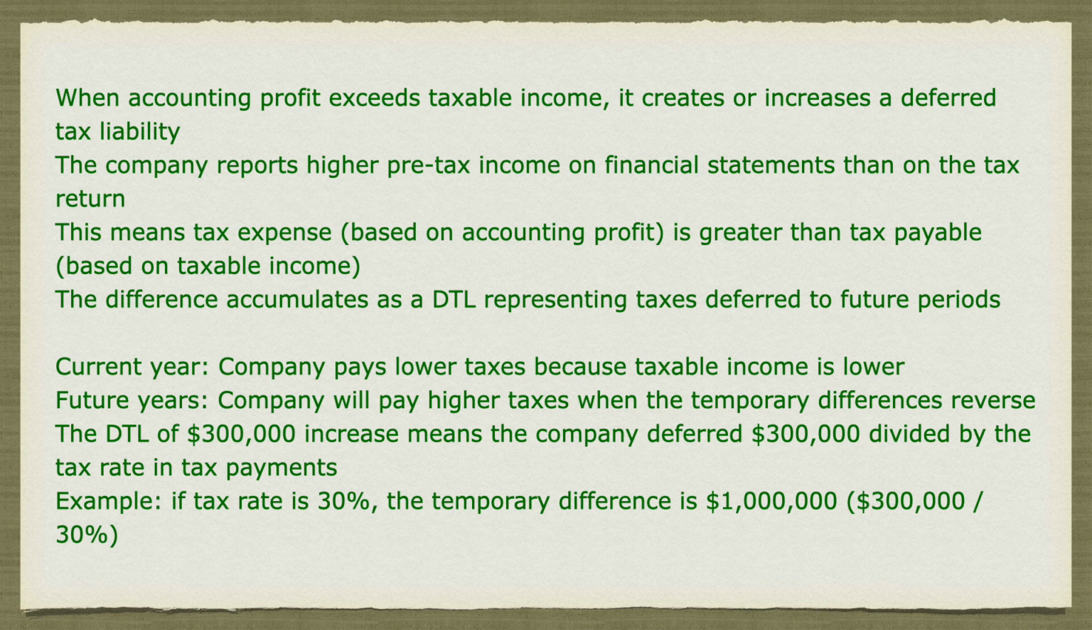Current year: the company pays lower taxes because taxable income is lower. Future years: the company will pay higher taxes when the temporary differences reverse. The DTL increase of $300,000 means the company deferred $300,000 in tax payments, which is the temporary difference multiplied by the tax rate. Example: if the tax rate is 30%, the temporary difference is $1 million, which is $300,000 divided by 30%.